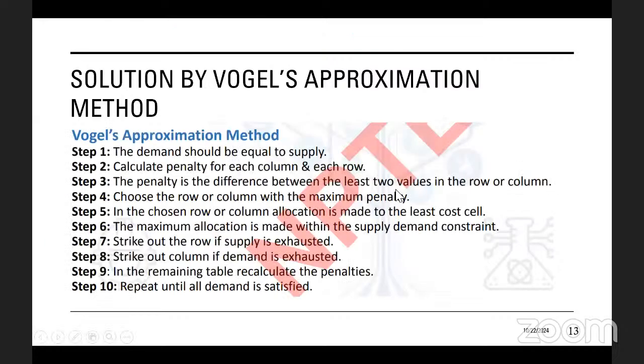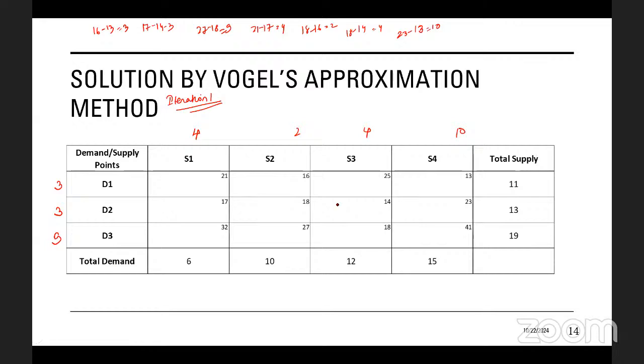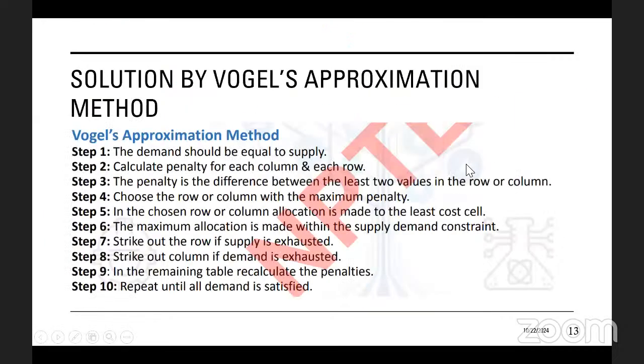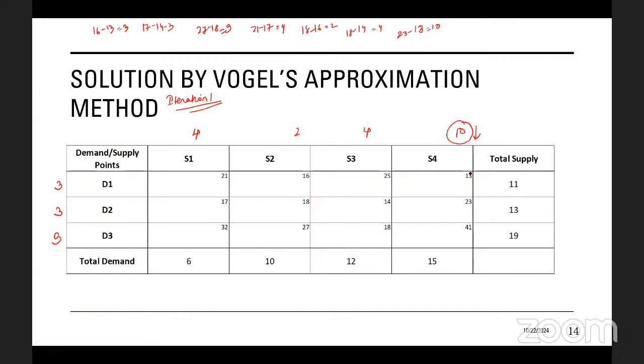Now what does the algorithm say? The algorithm says to choose the row or the column with the maximum penalty. So this is the row with the maximum penalty, and here we have to choose the least cost cell. The least cost cell is 13, so the first cell that we are choosing is 13.